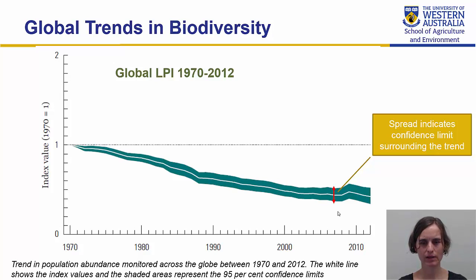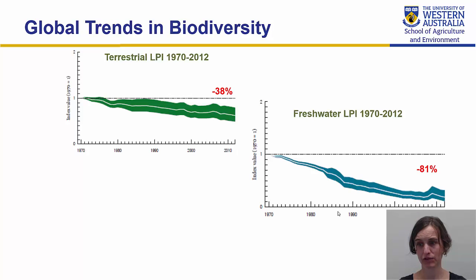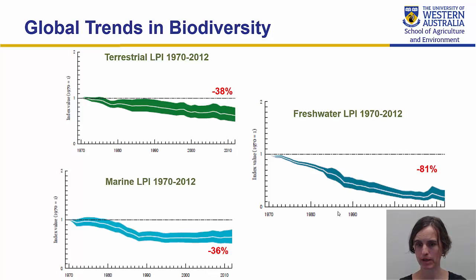Now let's unpack that global Living Planet Index a little bit into the different systems. We had terrestrial, marine and freshwater systems. Terrestrial, the land organisms, have gone down by about 38%. Freshwater systems have gone down nearly more than 80%. That's huge. Whereas marine has gone down by about 36%.